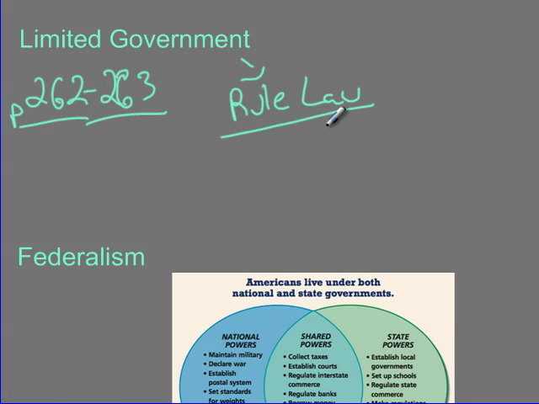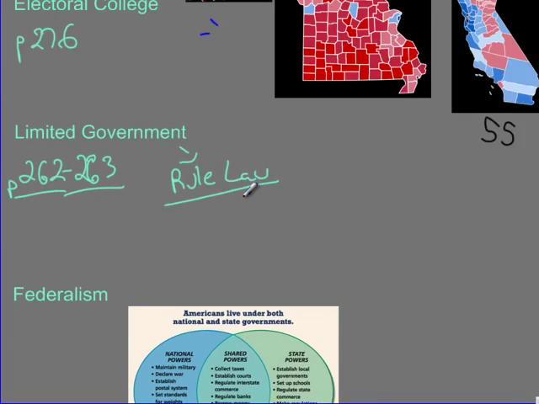It doesn't matter who you are. The fact of the matter is, you've murdered somebody, the President's murdered somebody, the consequence will be the same. And that's what limited government is all about. No one is above the law. Everyone has to follow the same rules.